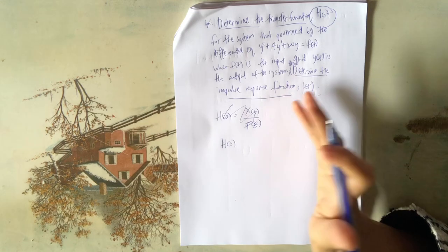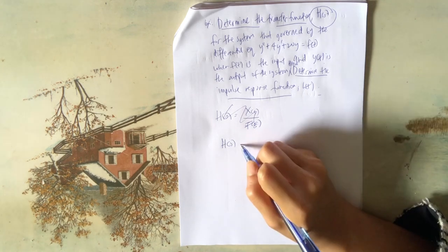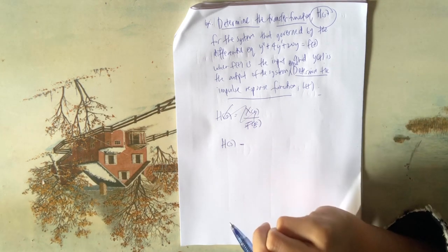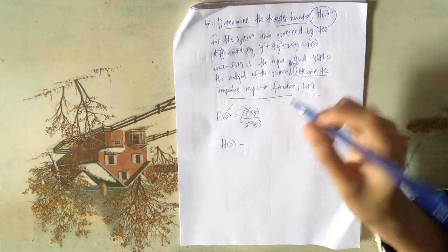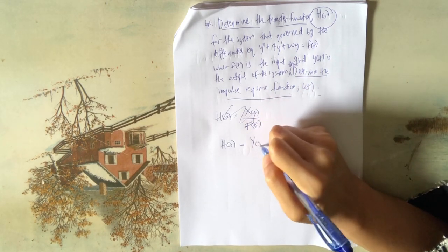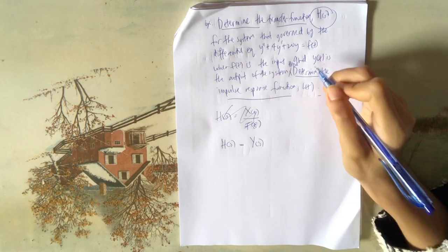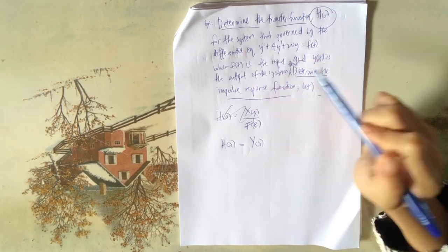Alright, so from this question, the first one is you need to find the H(s), your transfer function. So your transfer function is given by output over input. What is your output here? Your output must be Y(s), because F is the input, Y is the output.